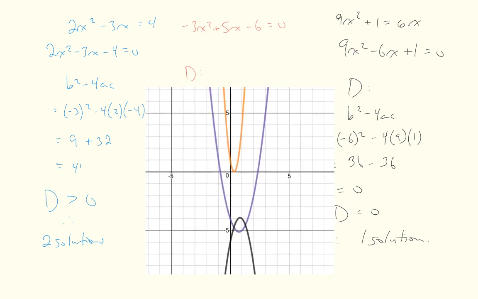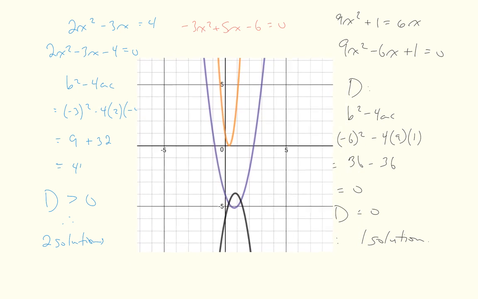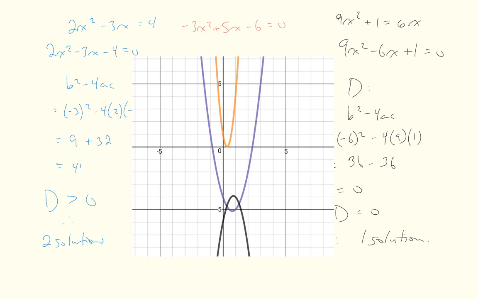And now it just so happens that I have graphed 3 quadratic equations. I have graphed y equals 2x squared minus 3x minus 4, which is very close to this quadratic equation, and that thing has 2 x-intercepts, just like the equation has 2 solutions.